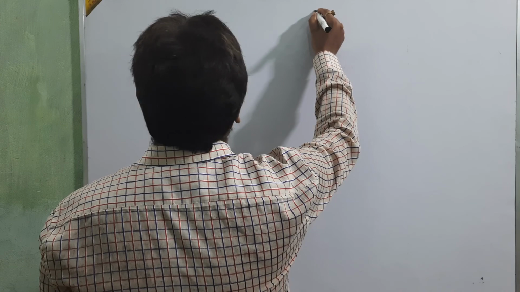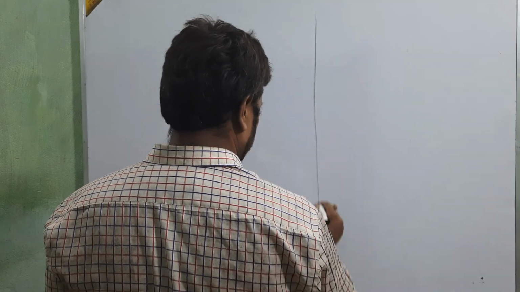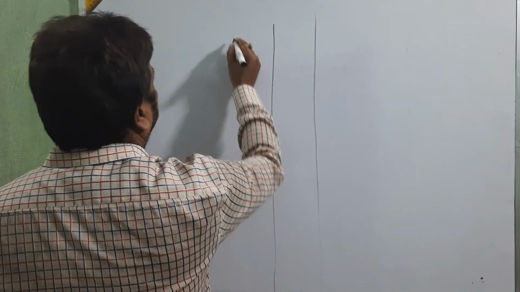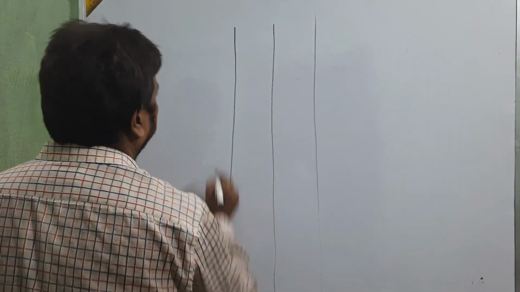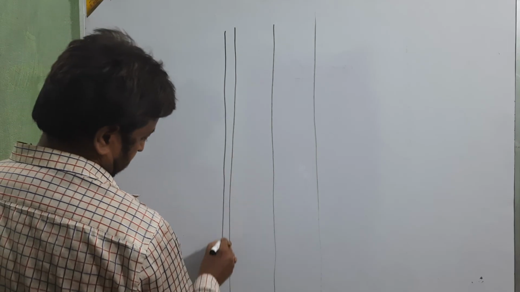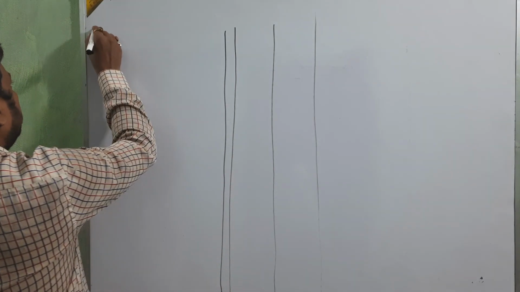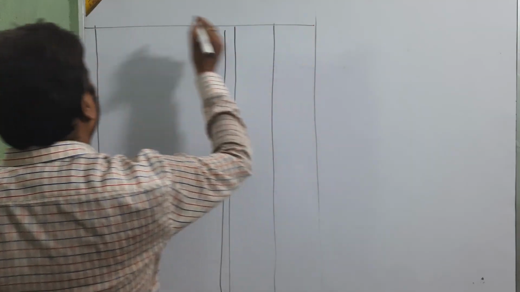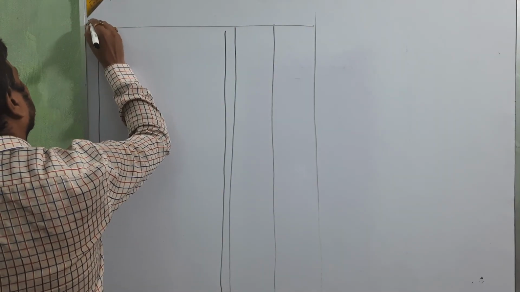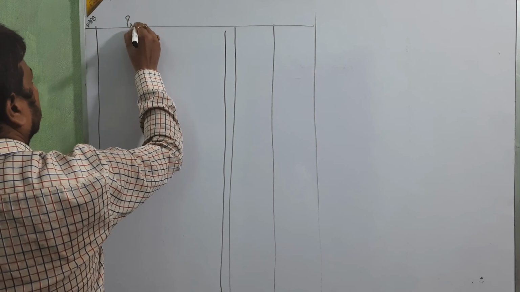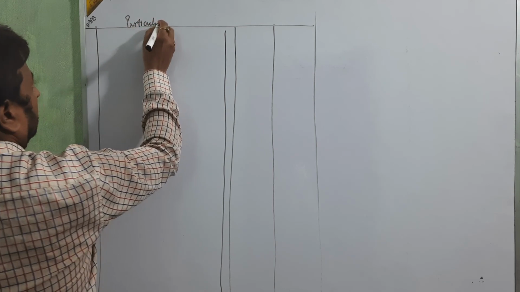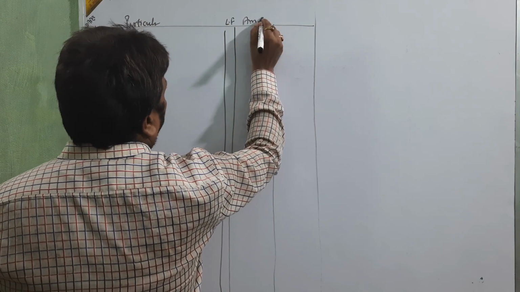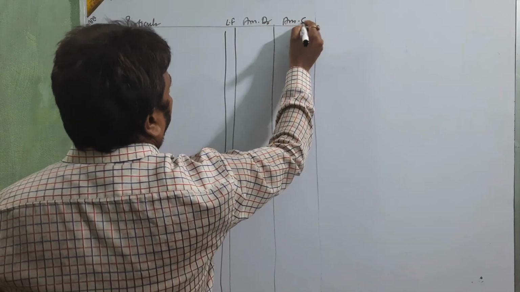Divide the board in 2 parts. Then a debit column, then a credit column, then the LF column, then the date column. Okay beta? I think we'll remember the proforma: date, particulars, ledger folio, amount debit, amount credit.